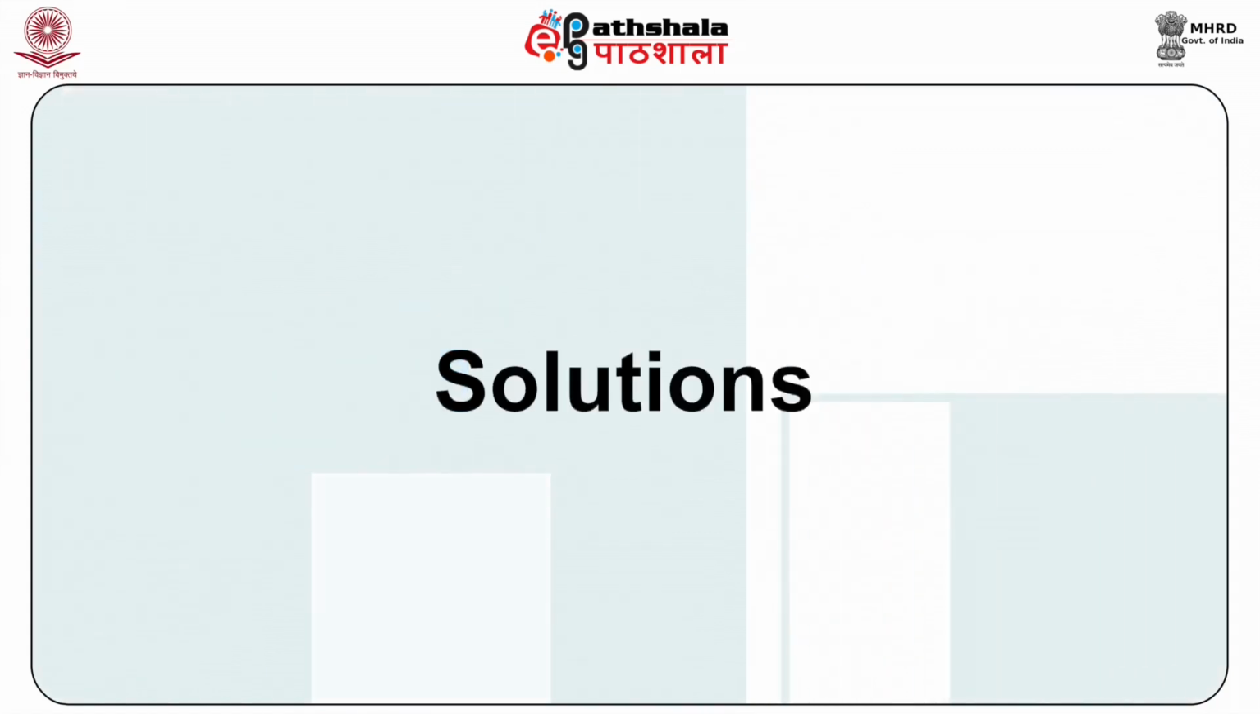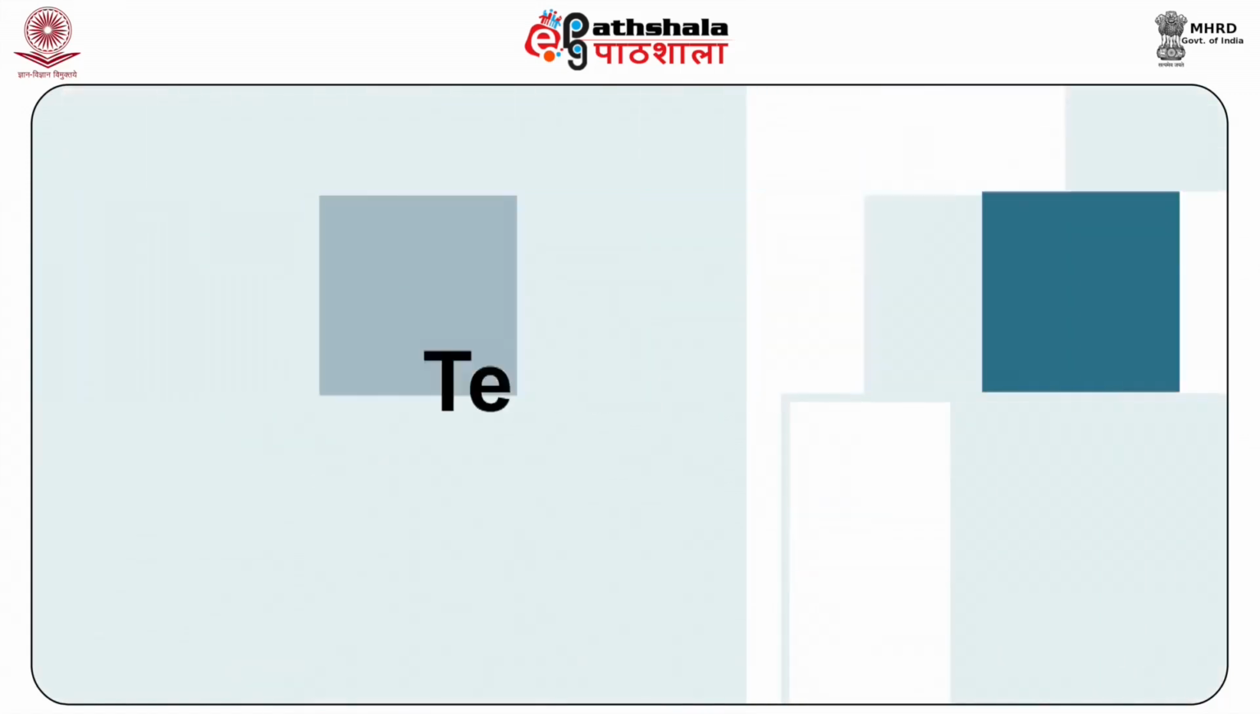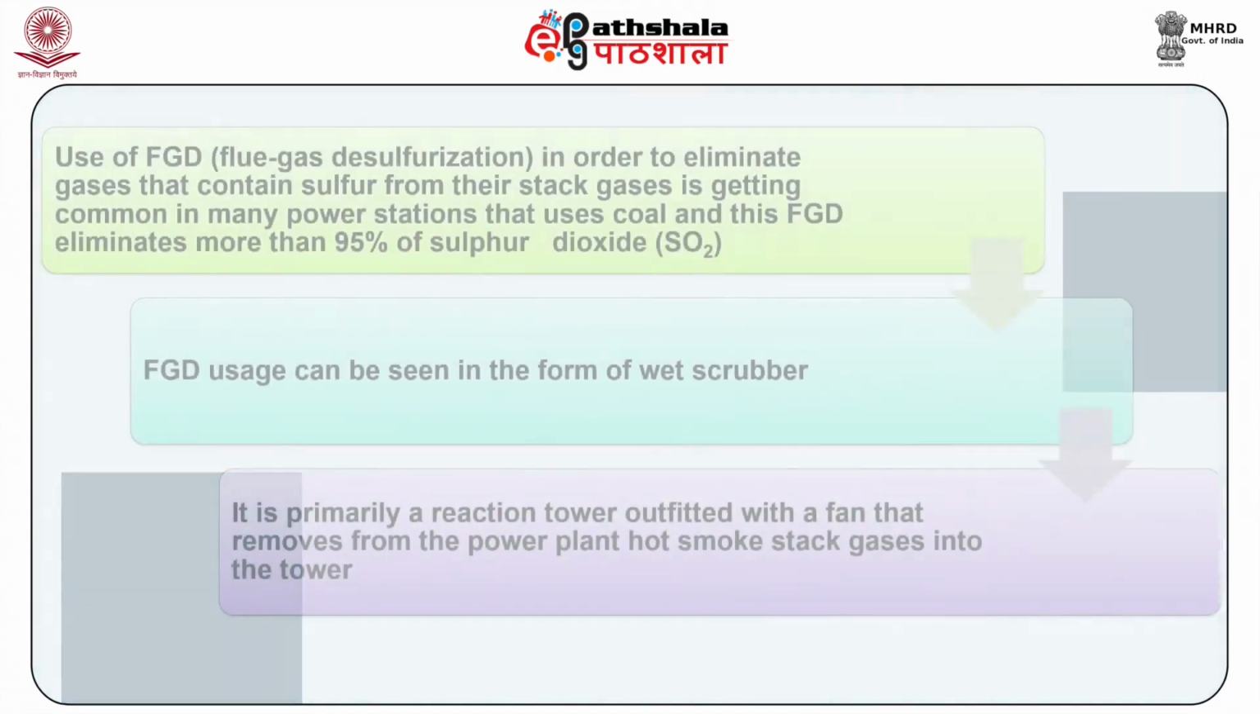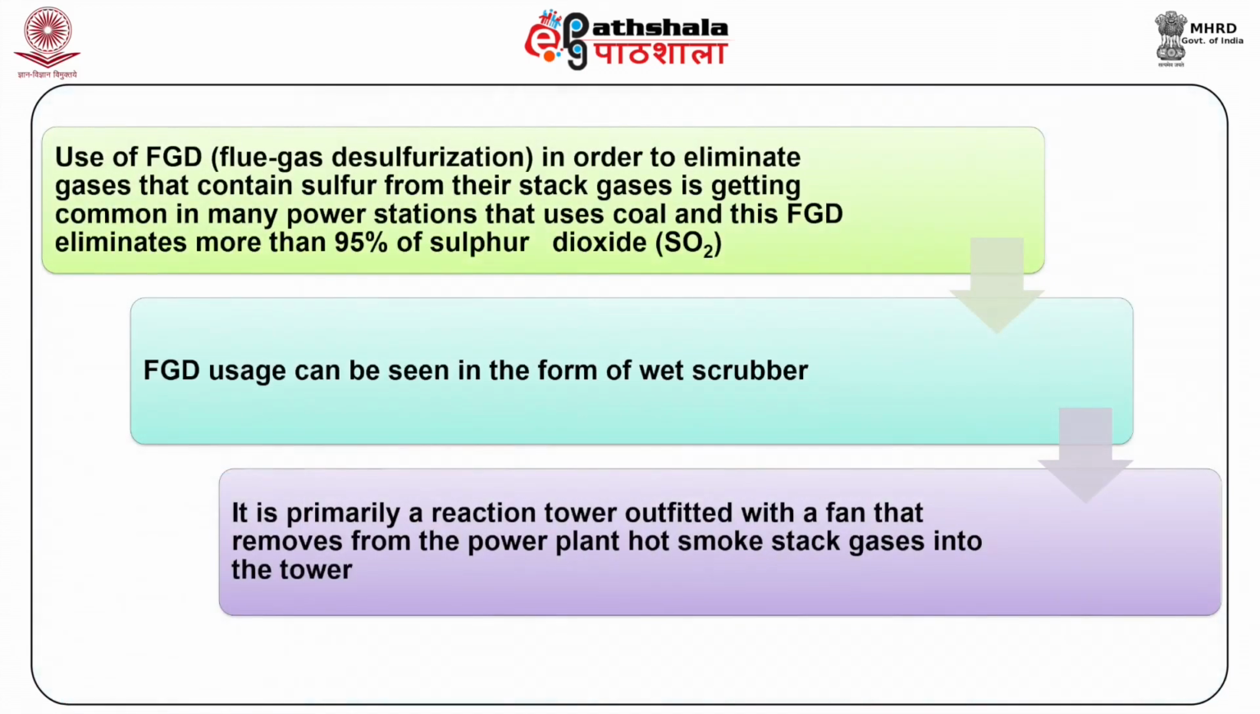Now let us discuss the solutions. First is technical. Use of FGD, that is flue-gas desulfurization, in order to eliminate gases that contain sulfur from their stack gases is getting common in many power stations that use coal, and this FGD eliminates more than 95% of sulfur dioxide, that is SO2.